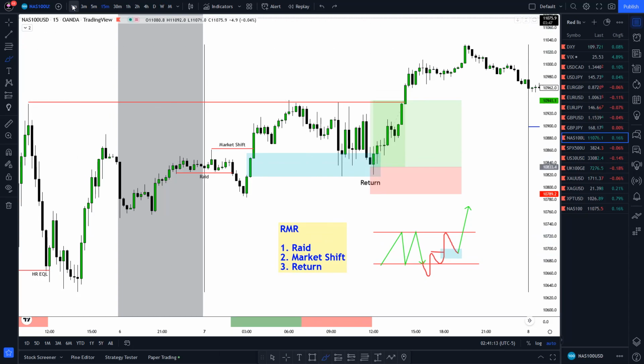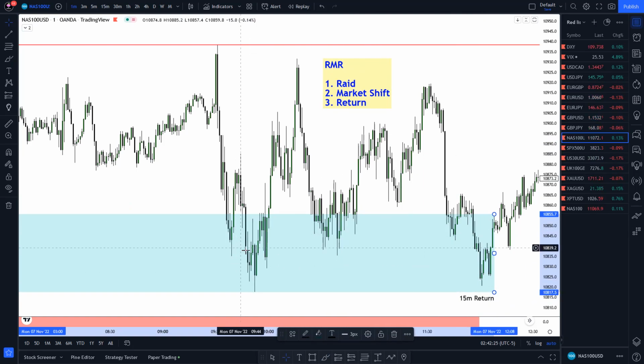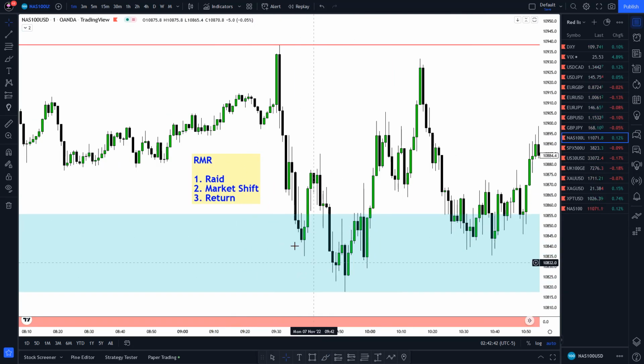Now I'm just going to zoom into the 1-minute chart, and I'll show you a 1-minute RMR that happened within here that led us to capture that bullish move on the Dow. So I've zoomed into a 1-minute chart, and you can see this is that 15-minute return area. On the 1-minute chart, let's look for another RMR. I'll go through this one a bit quicker. First we have a swing low that was broken. This would be the raid.